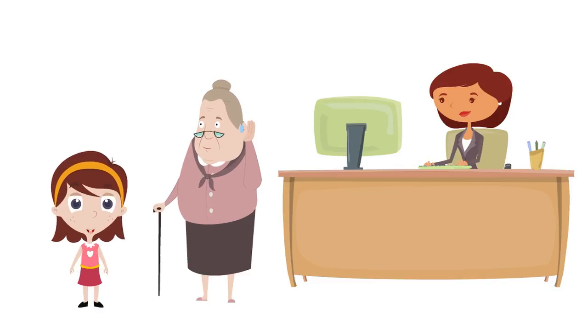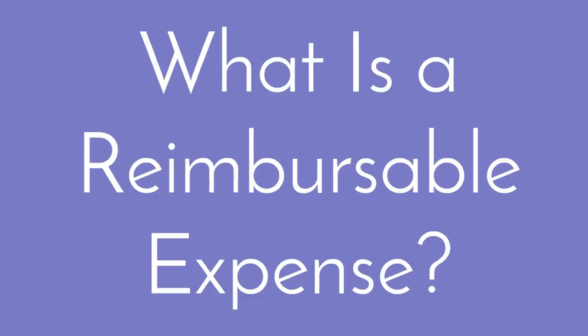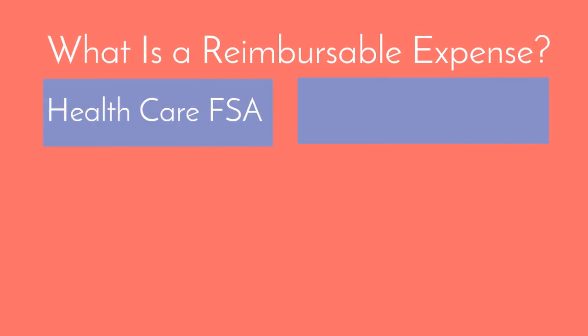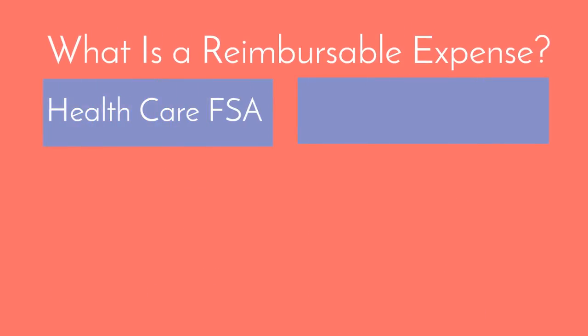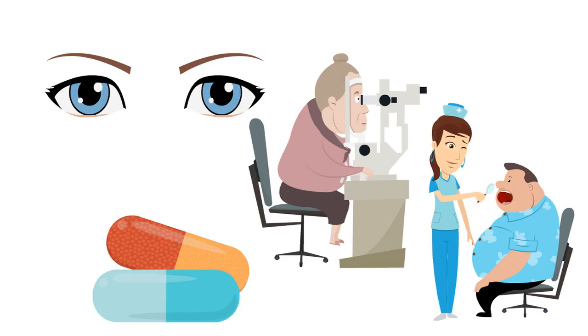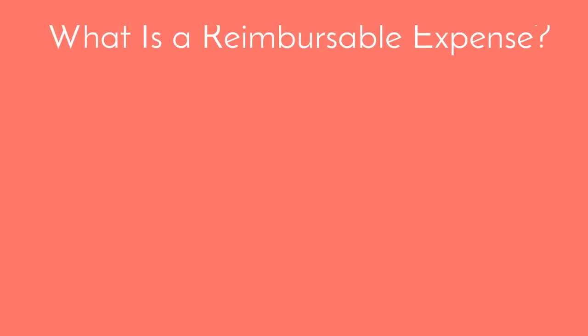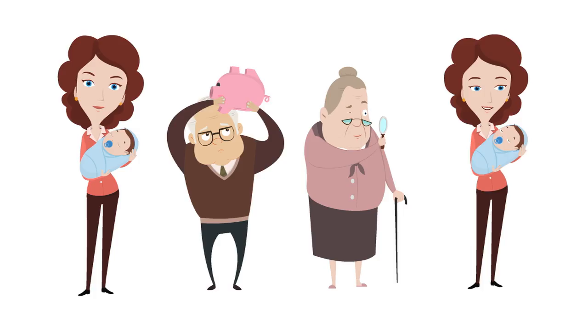Here are some examples of reimbursable expenses. You can use funds from the FSA healthcare account to pay for doctor and dentist visits, co-pays, deductibles, eyeglasses, contacts, orthodontics, parking costs related to medical expenses, or certain over-the-counter drugs. Also, you can use the funds from the FSA account to pay for dependent care, such as daycare fees, before and after care, elder care, preschool fees, and emergency care. Transportation expenses related to transporting a dependent to and from the care provider are considered qualified reimbursable expenses.